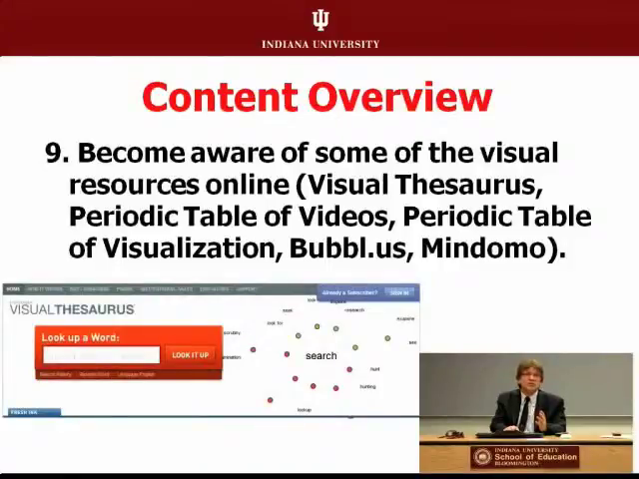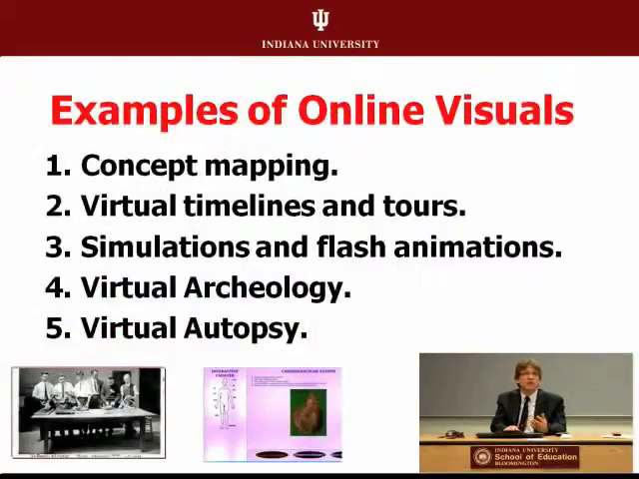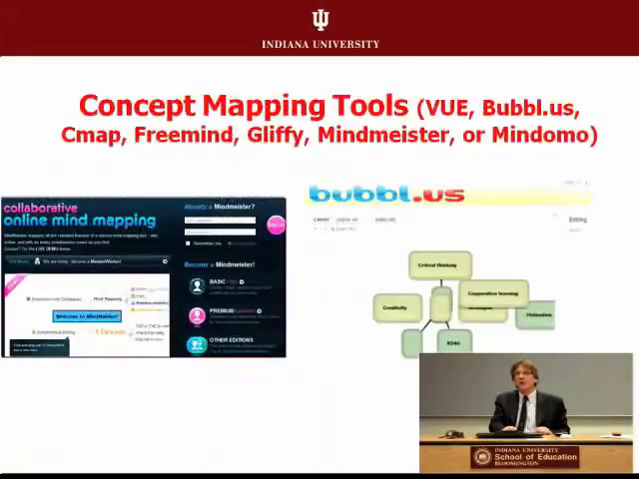And there are many opportunities that didn't exist 10 years ago, like concept mapping. Now, I personally have been complaining about the lack of concept mapping tools for a decade, and now we have Bubble.us and Glyphy and Mindomo. We have a visual thesaurus, a periodic table of videos, you know, so you can do concept mapping or simulations, virtual archaeology, and autopsy. The University of Leicester has virtual autopsy, slice them and dice them. I don't go there. But I do go to Bubble.us for my concept mapping needs. I do go to Glyphy and FreeMind for such.